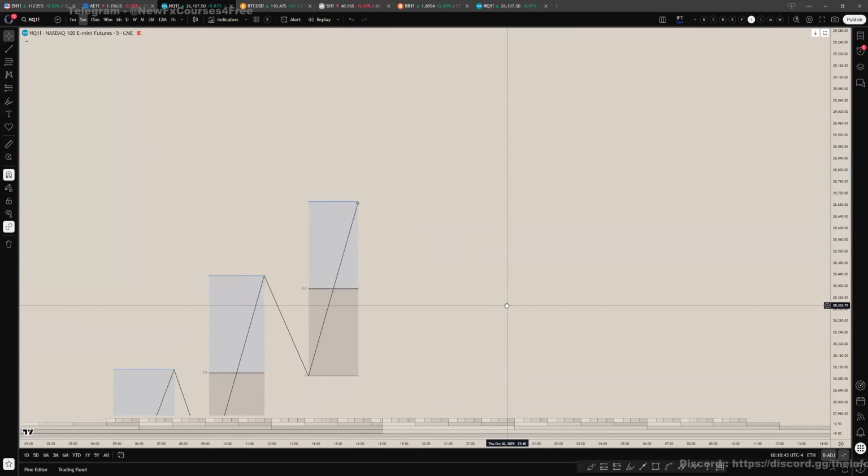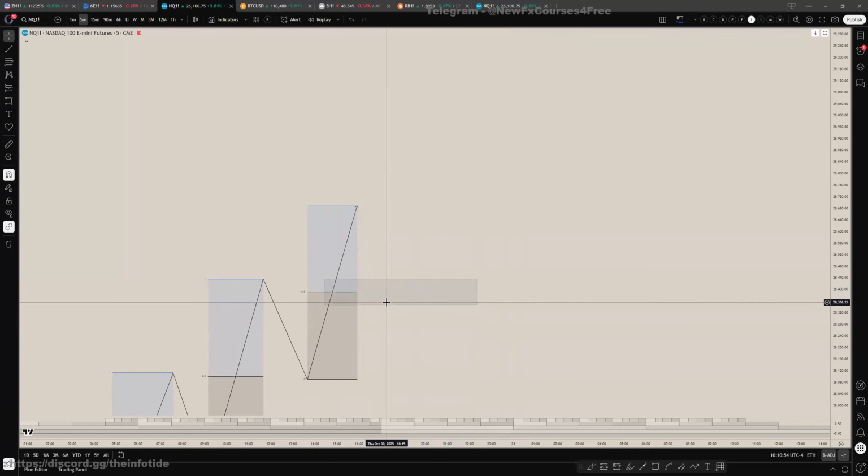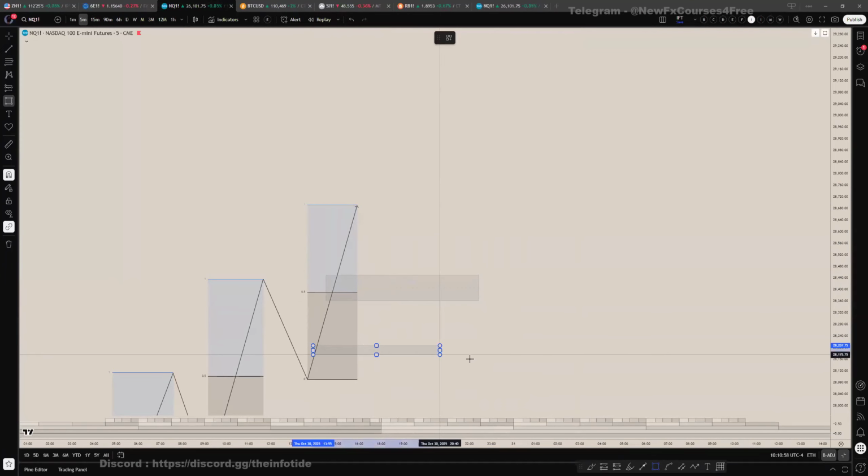Scenario number two, complex pullback. So this one would be when price trades back into the range, and let's say there's a fair value gap over here, and then there's another fair value gap over here.